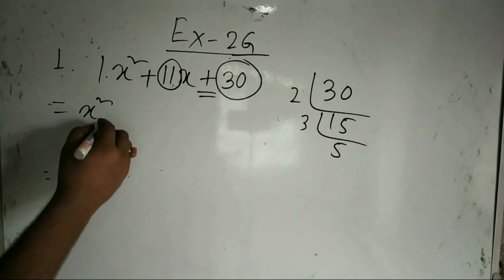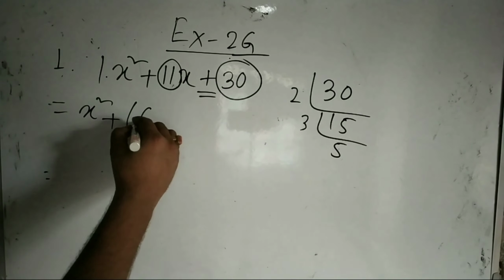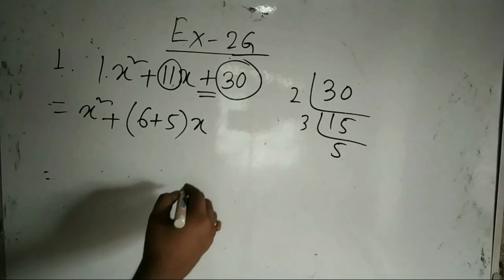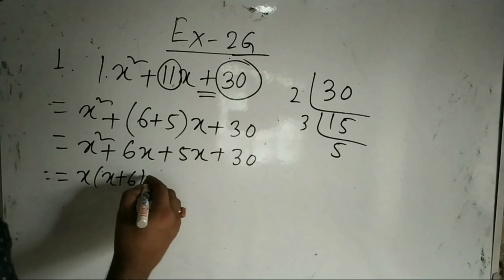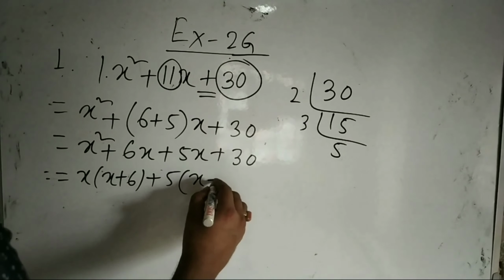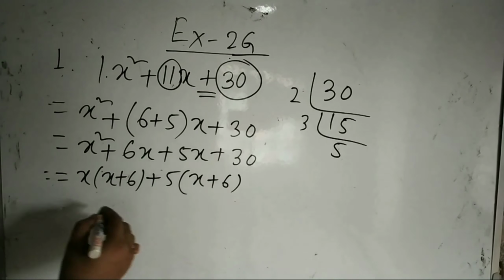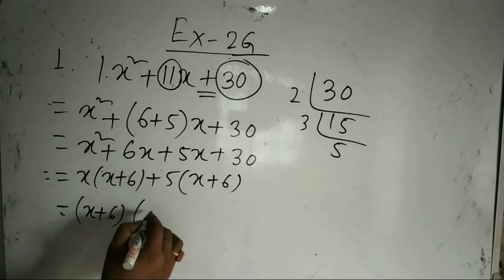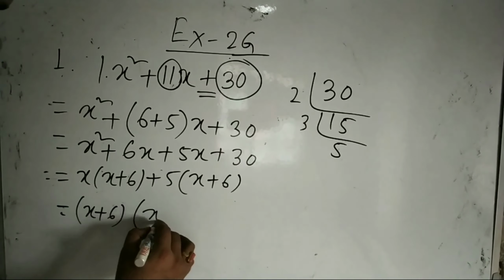So you can write it like this: x square, 1 into x square means x square, plus, write 11 as 6 plus 5 into x plus 30. Then x square plus 6x plus 5x plus 30. From the first two terms, take x common, so x plus 6. From the last two terms, take 5 common, x plus 6. Again x plus 6 is common, then x plus 5.